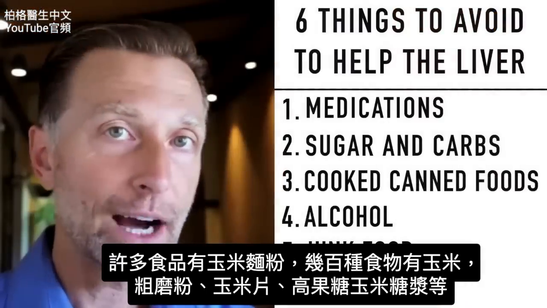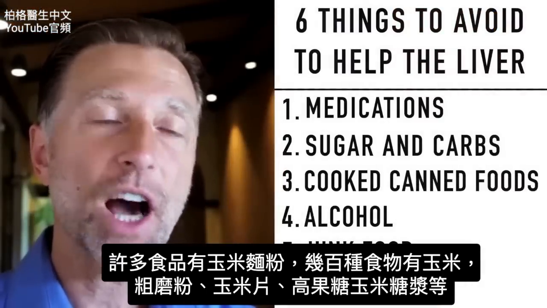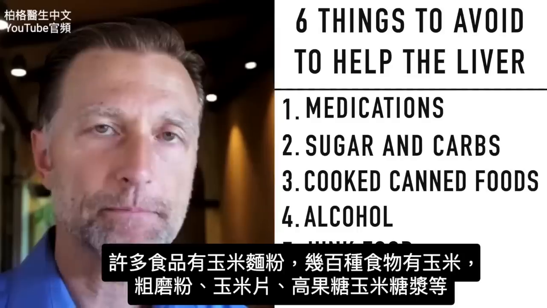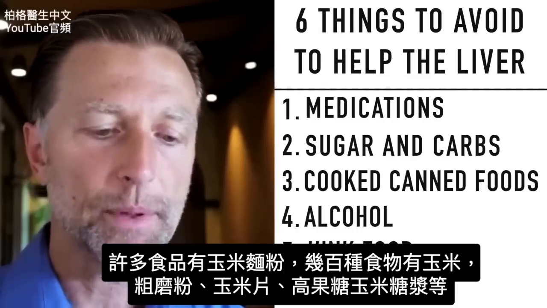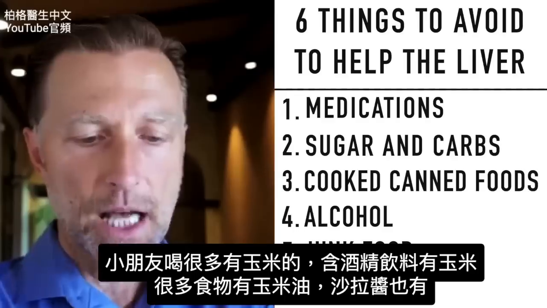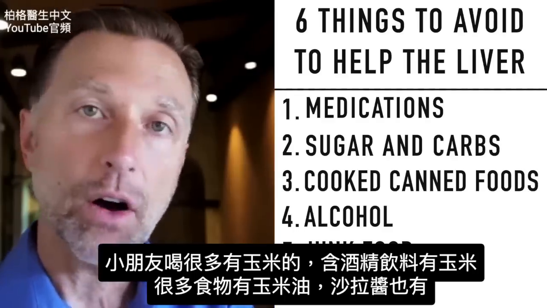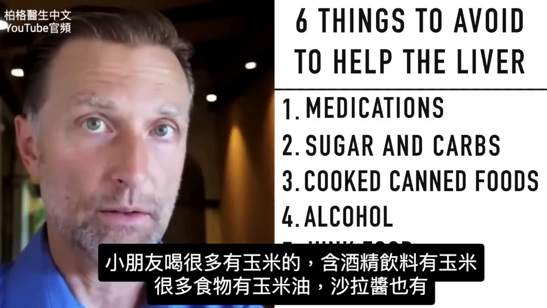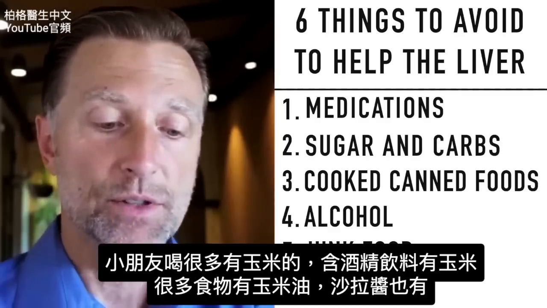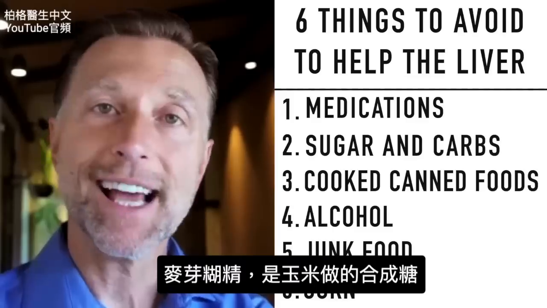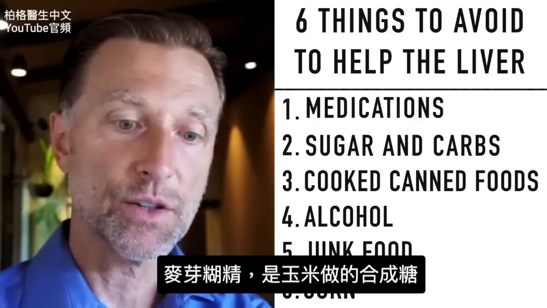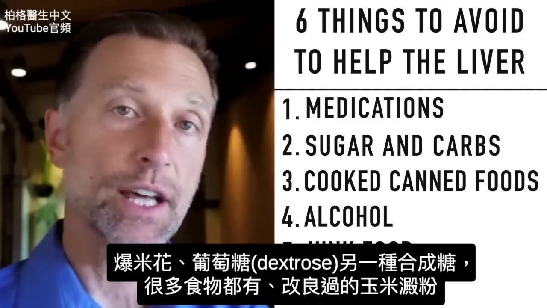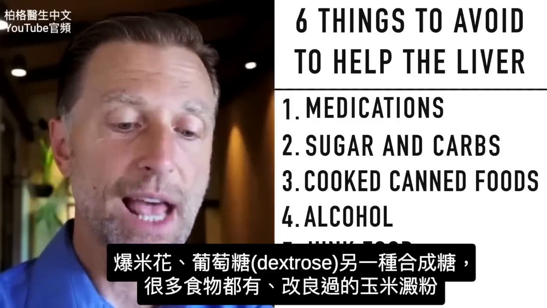But we have corn flour in different products. There's literally hundreds of foods that have corn in them. Grits, corn chips, high fructose corn syrup. Kids are just drinking tons of corn. Certain alcoholic beverages are made from corn. You have corn oil that's in a lot of different foods, as well as your salad dressing. Maltodextrin, which is a synthetic sugar, is usually from corn. You have popcorn, you have dextrose, which is another synthetic sugar in a lot of different foods, modified corn starch.